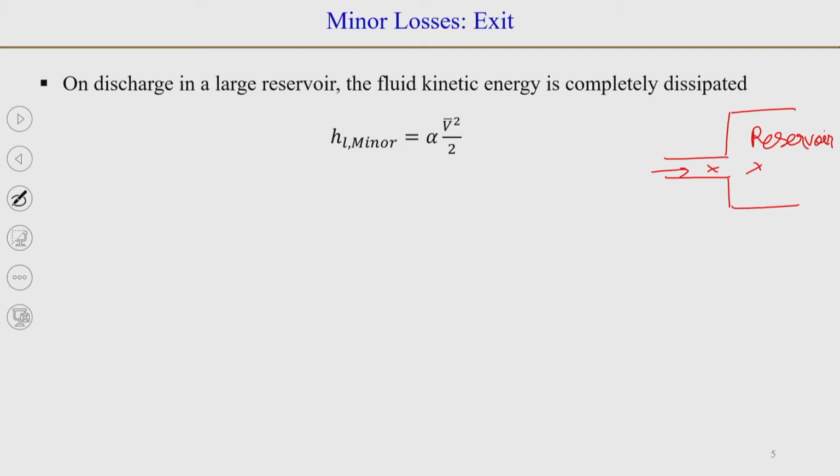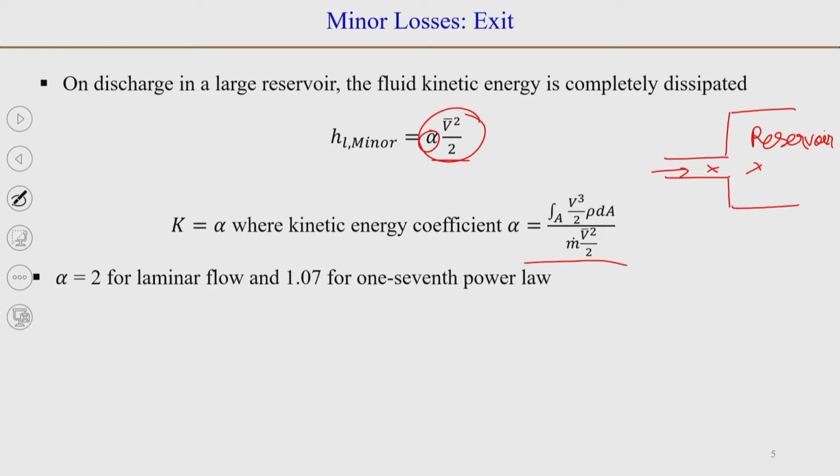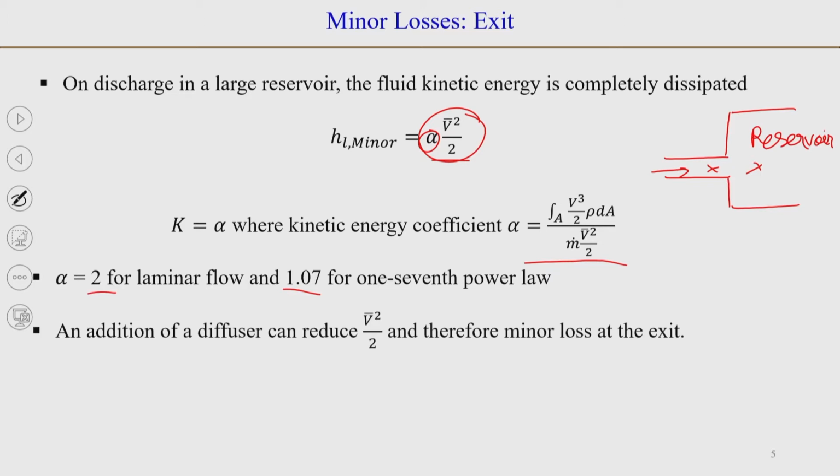alpha 1 V 1 squared by 2 minus alpha 2 V 2 squared by 2. So, H L minor is equal to alpha V squared by 2. Okay, where alpha is, as we discussed earlier, the kinetic energy coefficient, and we derived this formula for kinetic energy coefficient yesterday. The values are 2 for laminar flow, 1.07 for 1/7 power law.